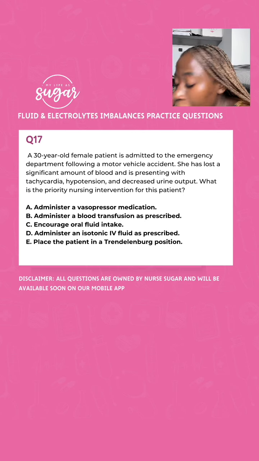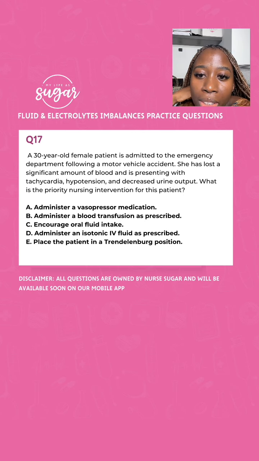Okay, a 30-year-old female is admitted to the ER following an MVA. She has lost a significant amount of blood and is presenting with tachycardia, hypotension, and decreased urine output. What is your priority nursing intervention for this patient?